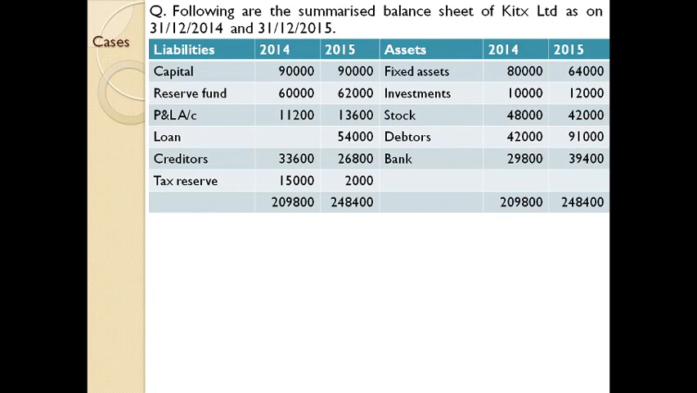Following is the summarized balance sheet of Kitex Limited as on the date specified in the question. A comparative balance sheet is given. Just go through the items in the balance sheet, familiarize each concept and the nature of adjustment that has to be prepared for each item.